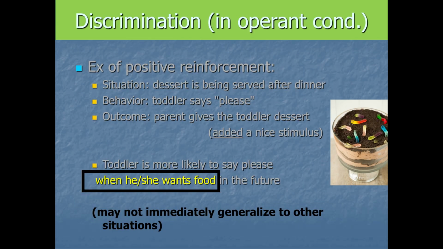You may remember this example I gave for positive reinforcement, back when we learned those contingencies. We reinforce a toddler for saying please, right, at the table when dessert is being served for dinner or something like that. And if they say please, if that's their behavior, then the outcome is the parent gives the toddler dessert. We add a nice stimulus. That's positive reinforcement, right? But that doesn't mean the toddler starts saying please all day long, nonstop, right? It might only happen in this specific situation in the future, even if you'd want it to generalize, right? It might only happen in that one situation.